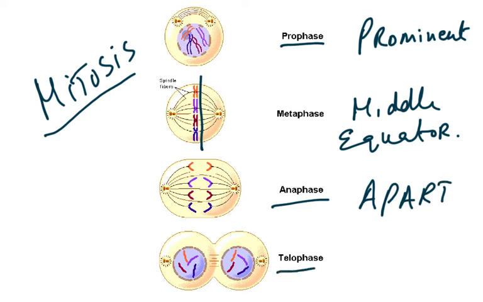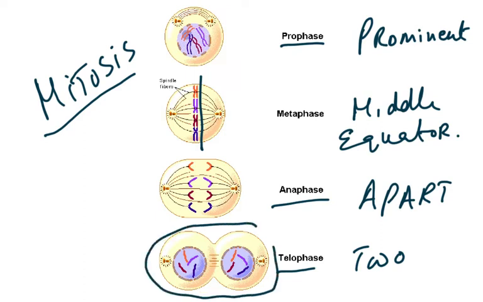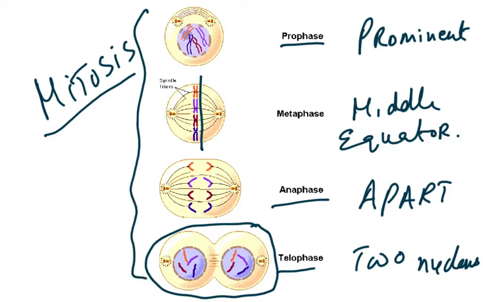And then telophase, where there are 2 nuclei. It's still one cell, but there are 2 nuclei in it. So please remember, there's a very interesting MCQ on this in one of the past papers. So just a quick revision: prophase, prominent; metaphase, middle; anaphase, apart; and telophase, one cell having 2 nuclei. This whole thing is mitosis, and cytokinesis is not part of mitosis.